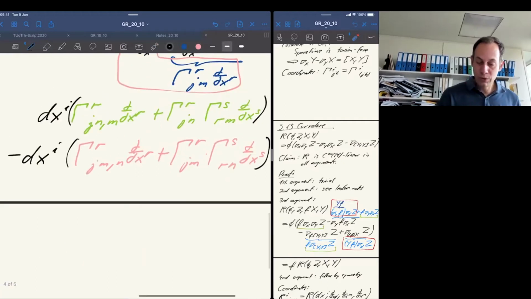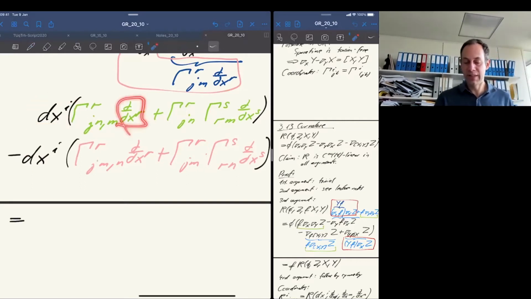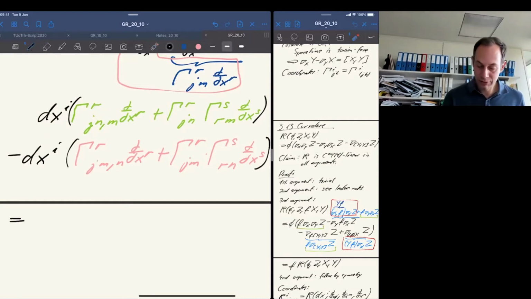But now these dx^i's are actually useful, because what does the dx^i do if it acts on a vector? It just gives a delta function. So this dx^i with this thing just gives dx delta i r, or in other words, it allows me to replace all the r's by an i. So I can therefore just copy the green thing, replacing r by an i, which gives me i, j, n, comma, m.